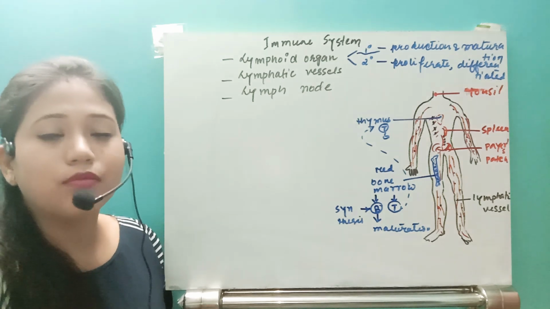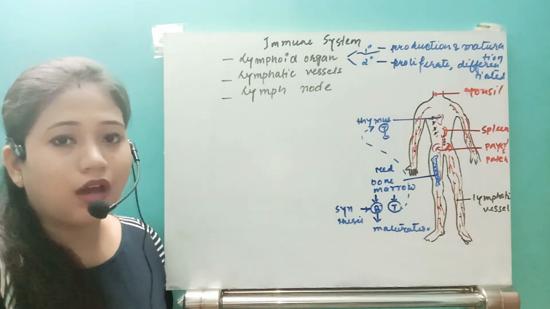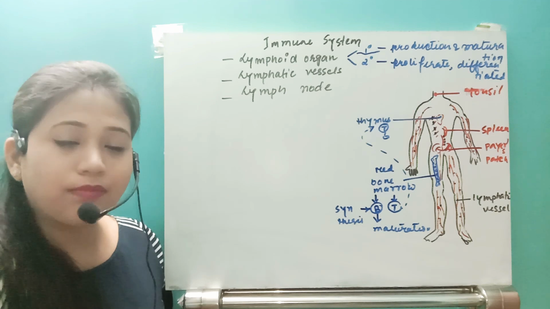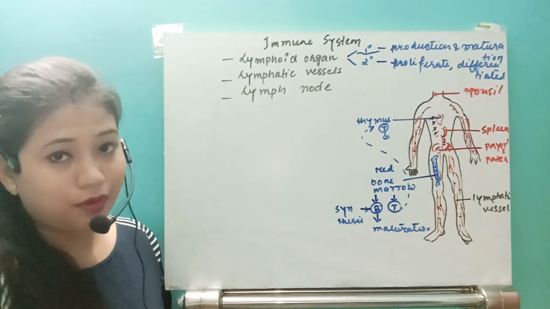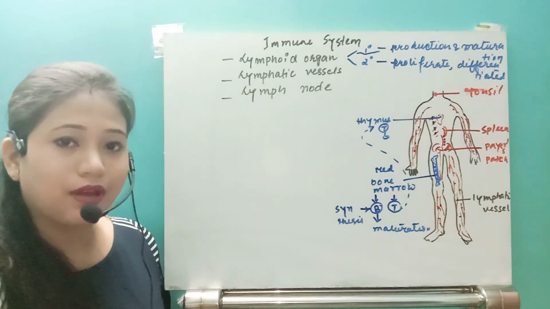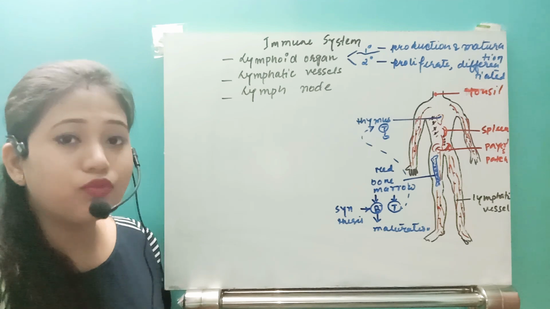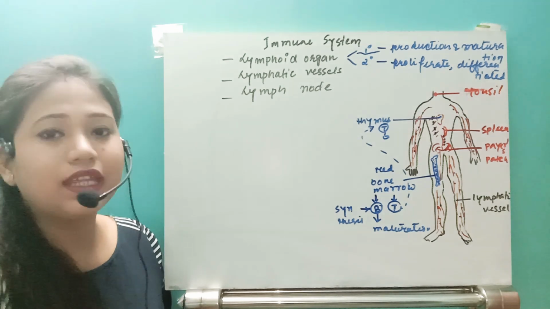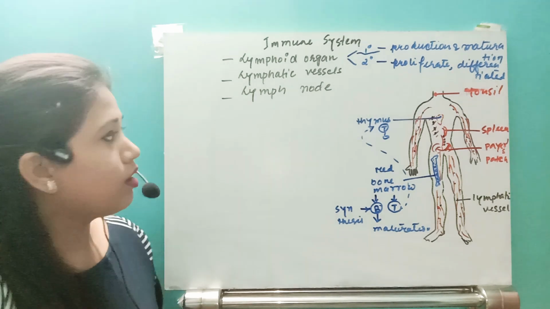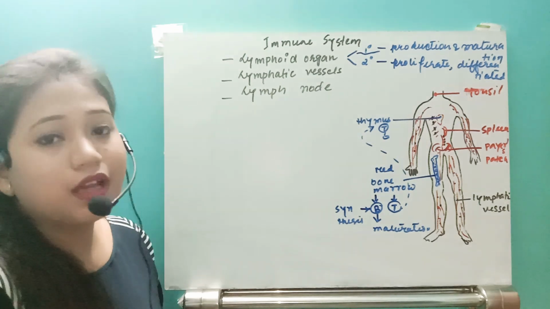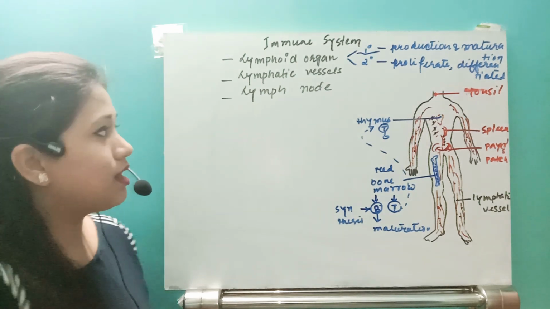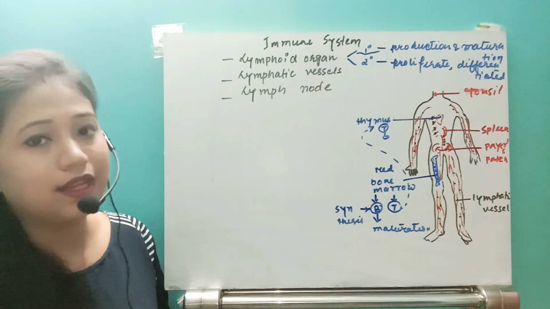Whenever we have an emergency, suppose there is an entry or attack of a foreign particle, then from these lymphatic vessels the different types of immune cells will come and kill that foreign particle. Now after that we will come to the last part, that is the lymphatic nodes or the lymph nodes.